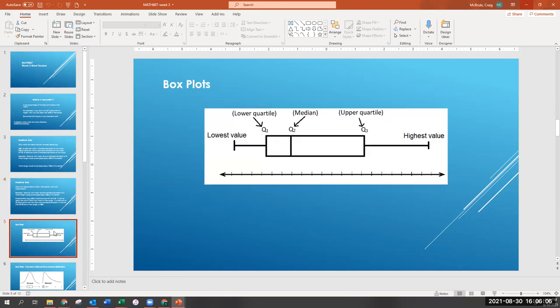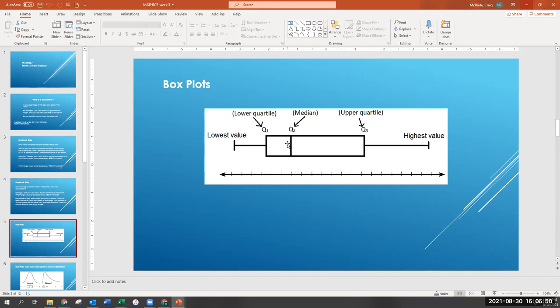Another display for relative standings is the box plot. The box plot is just a visual representation of your quartiles, and quartiles are just special percentiles. The 25th percentile, 25 is one quarter of your data, so that's the lower quartile, or sometimes called the first quartile, or Q1. The median is 50% of your data, so that's the second quarter. Two quarters makes 50 cents. So that's Q2. And then the third quartile, 75% of your data, also called the upper quartile, or Q3. So this is called a box.